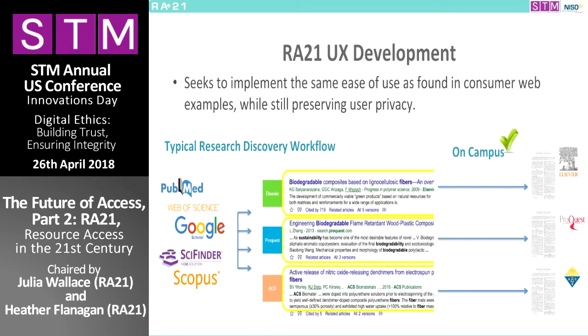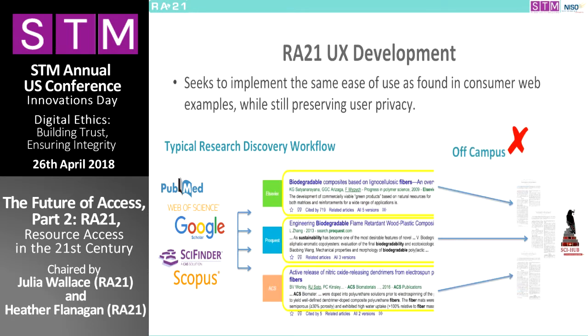So in my case here, the first article is from Elsevier, the second article is from ProQuest, and the third is an ACS article. And when you're on campus, you simply click and you get access. It's very seamless. But we are finding, by and large, when you're off campus, this is what happens.